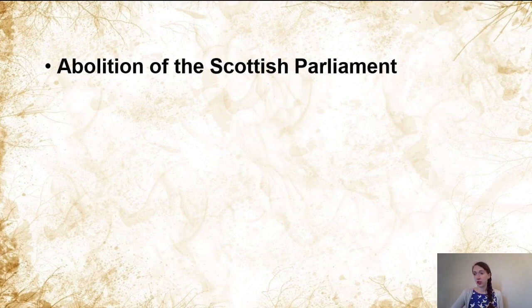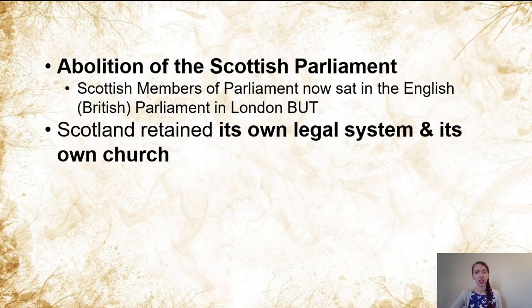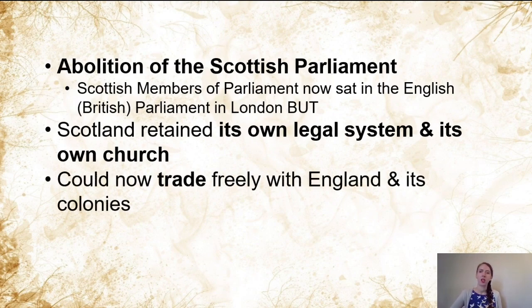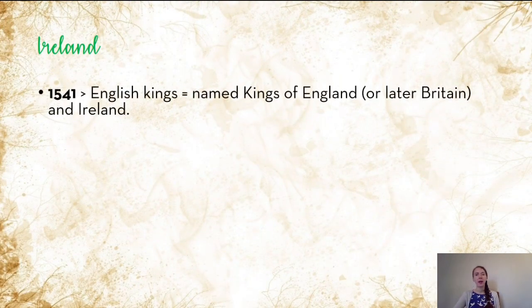The Scottish Parliament was abolished. There's no question there. Scottish members of Parliament would now sit in the English Parliament in Westminster, in London. But that being said, Scotland kept its own legal system, it kept its own church called the Scottish Kirk. And what it gained as well was the ability to trade freely with England and to trade freely with its colonies. Scottish poet Robert Burns says that Scotland was bought and sold for English gold, which would suggest perhaps that this is something that was not a treaty between equals, but this remains a very open question and something that is debated.